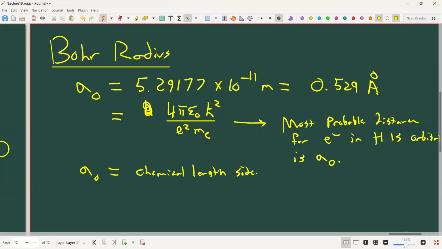And the fine balance of all of these constants in the universe puts us right about 0.5 angstroms. Right? So chemistry is set. The Planck scale of chemistry is set by this number, and it's completely defined by the physics of the universe. These are all fundamental constants. They are unchanging. So this is why every bond is 1 angstrom, basically.